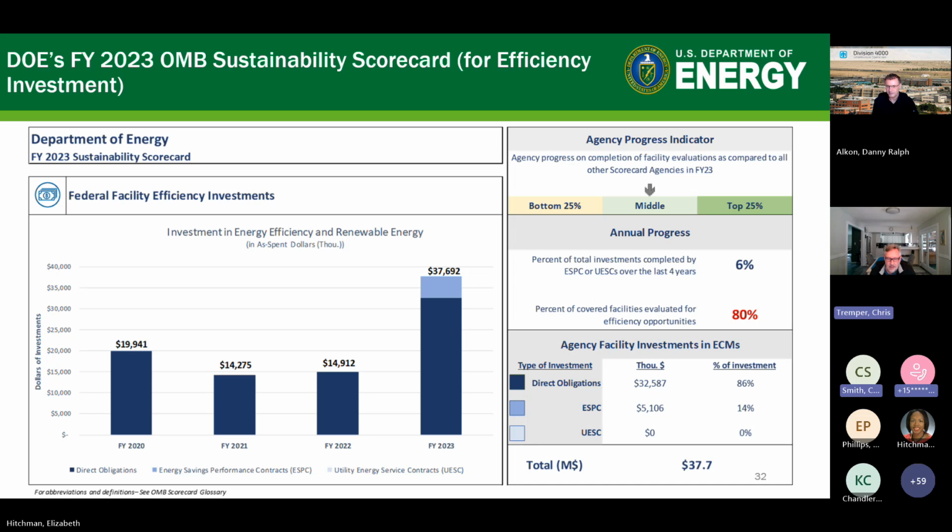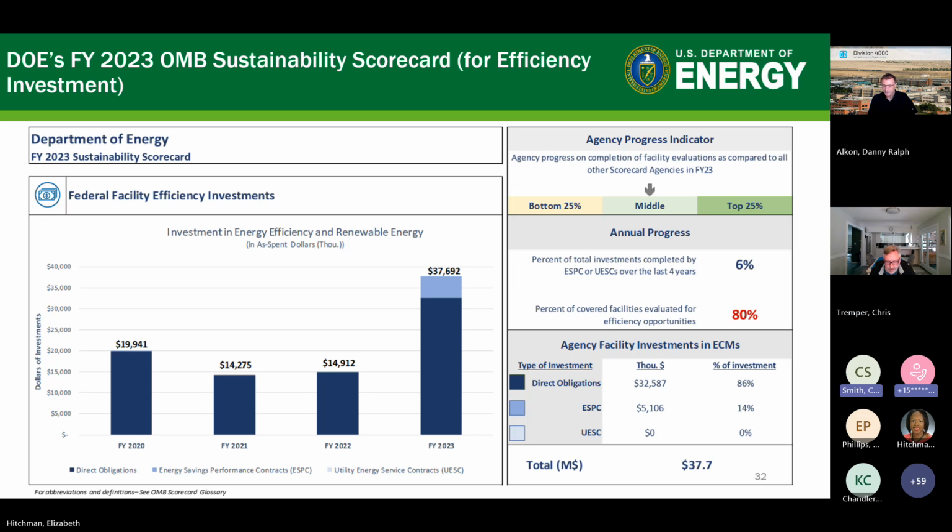OMB is looking for that percentage to be above 50%, but the way they calculate it is they take the average over the last 4 years on the scorecard. This is because they recognize that performance contracting activity fluctuates from year to year. There's an unevenness in the implementation of these projects. They have such a long development timeline, sometimes up to 1.5 years or more. So this is a way to sort of flatten out the unevenness of the activity.